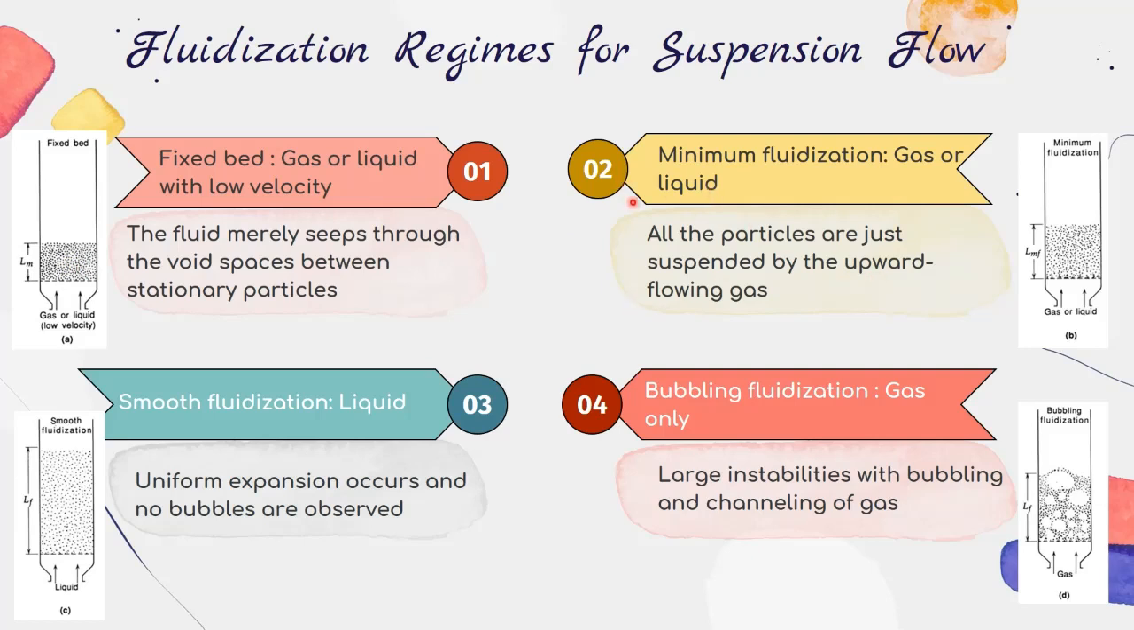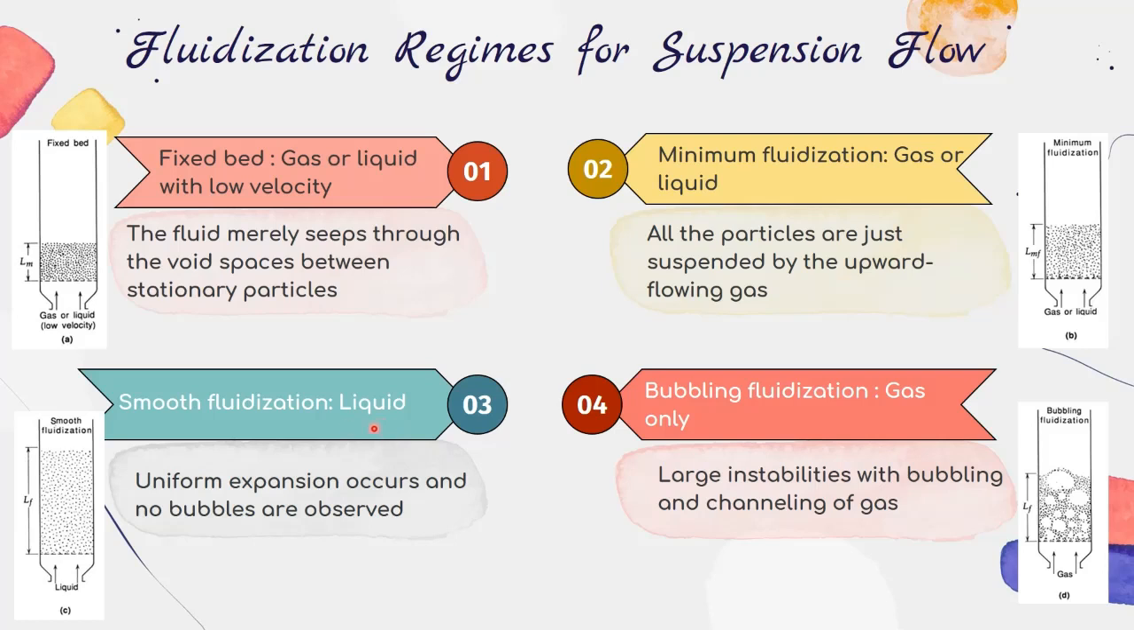The second one is minimum fluidization for gas or liquid. At a still higher velocity, a point is reached where all the particles are just suspended by the upward flowing gas. As you can see in the picture here, the void spaces between the particles are larger than the ones in the fixed bed. The third one is smooth fluidization applicable for liquid only.